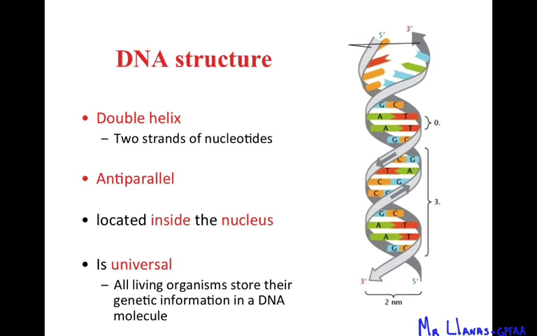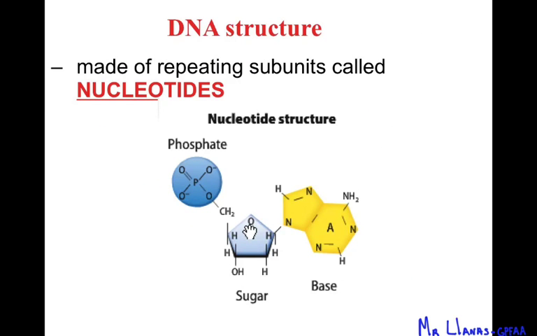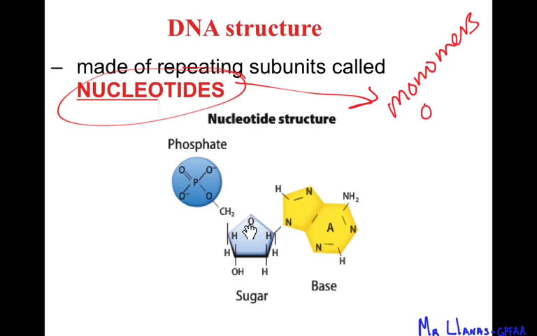Okay, so the structure of DNA is universal, and DNA is in all living things. DNA is made out of molecules called nucleotides. We talked about this unit before, and we said these are the monomers of nucleic acids. We know that DNA is a nucleic acid, so nucleotides are the monomers that make DNA.